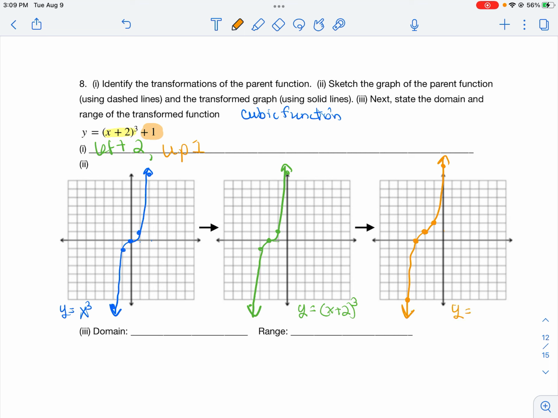And that is the graph of y equals (x plus 2) quantity cubed plus 1. Our domain is all real numbers. Our range is also all real numbers.